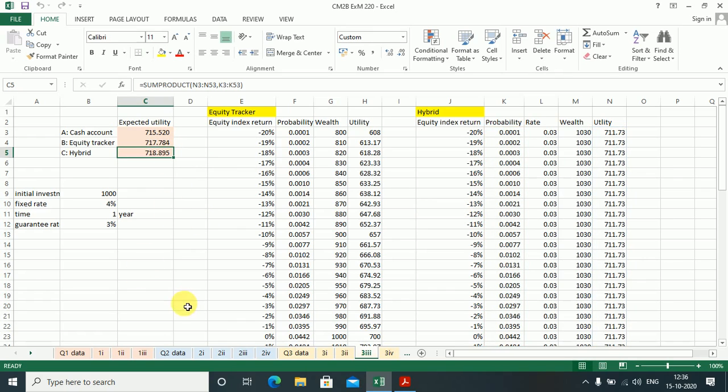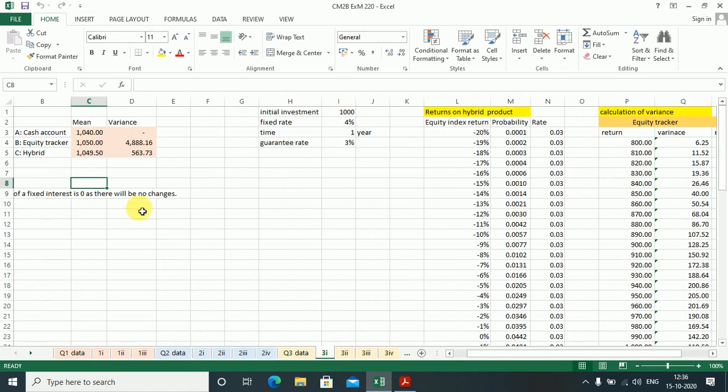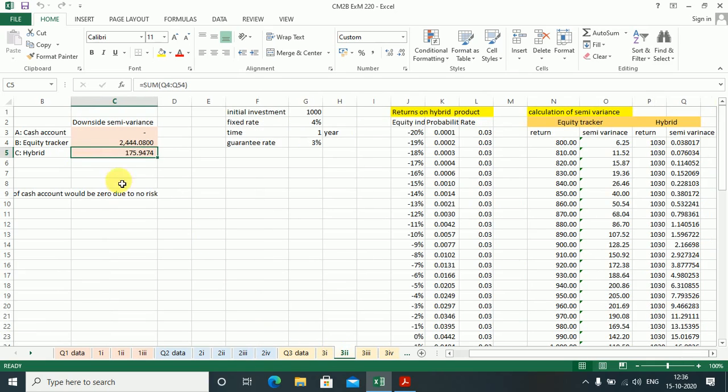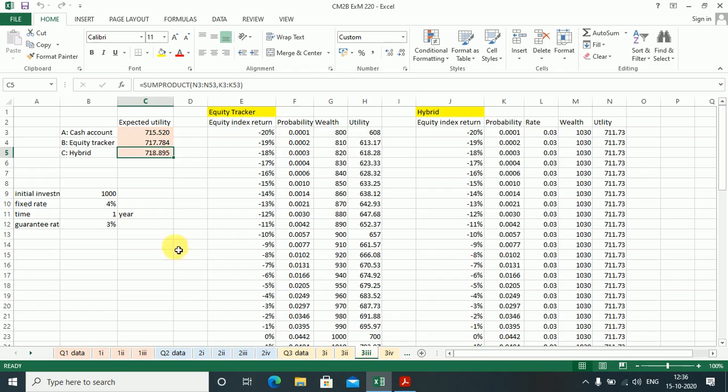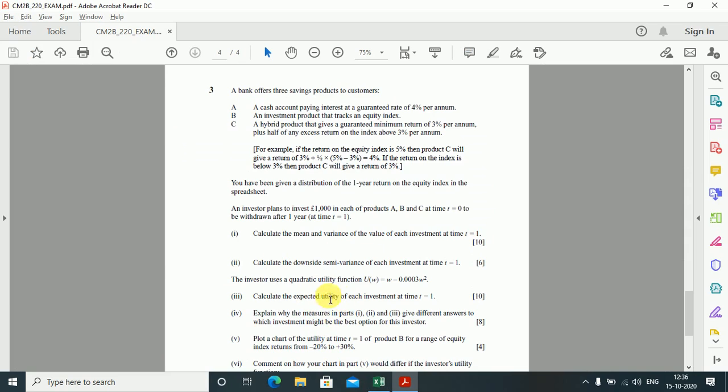So from the three parts, for the first part we have the minimum variance in A, and the maximum return in B. For the second part we have the minimum downside semi-variance in A, and for the third part the maximum expected utility in C. So for all the parts, the question says: explain why the measures in parts 1 to 3 give different answers, and which can be the best solution for the investor.